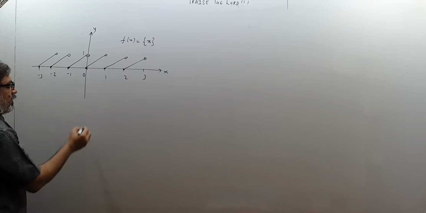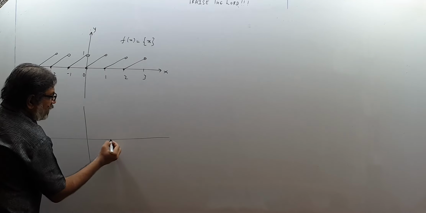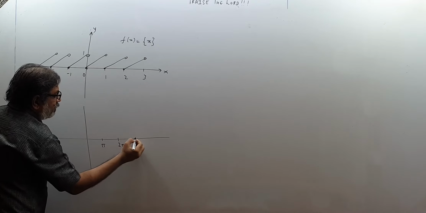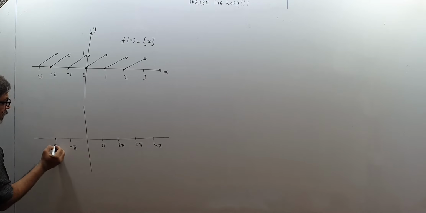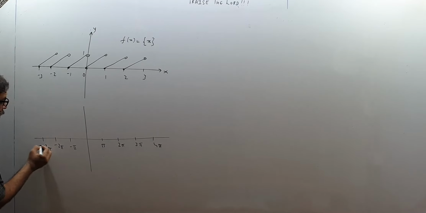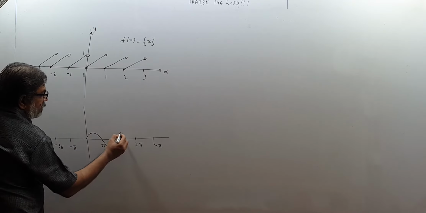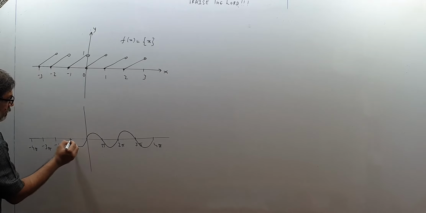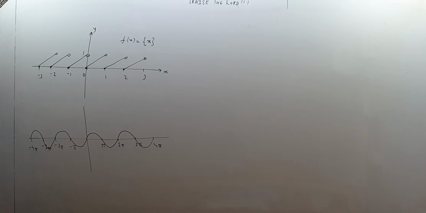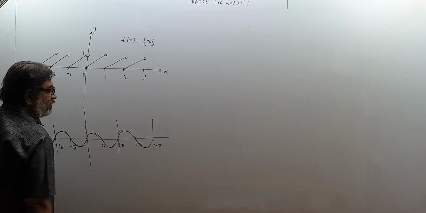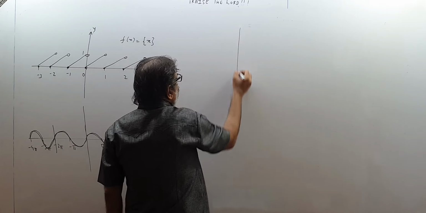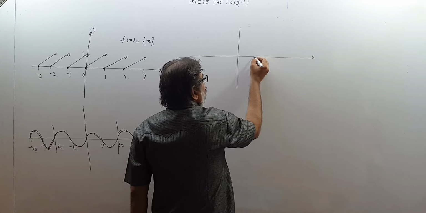Okay. Then children, when you go to trigonometry, if you see the graph of the sine function, I am drawing for you pi, 2 pi, 3 pi, 4 pi, then minus pi, minus 2 pi, minus 3 pi, and minus 4 pi. You will observe that the graph will go like this. It will go like this, children. So you can see this much portion is one cycle, again this much, again this much, again this much, like this.